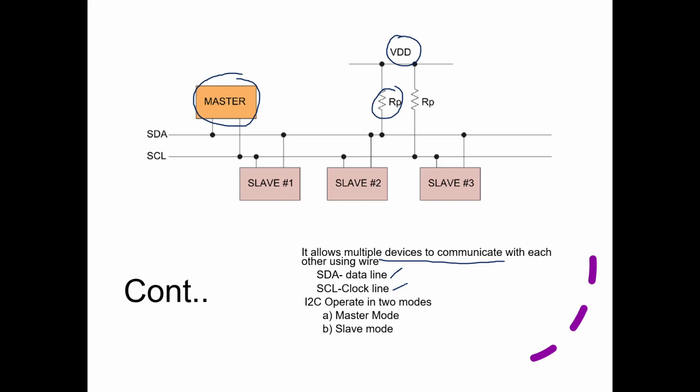And I2C operates in two modes, master mode and slave mode. Master mode means the master is sending some data, that is, doing a write operation. Slave mode means the master is receiving data from the slave, that is a read operation. Understood?